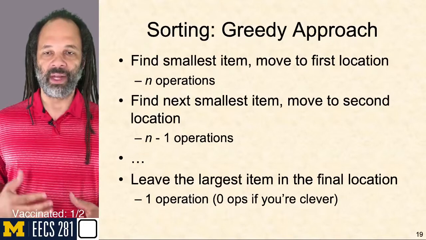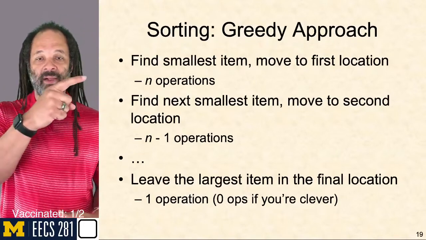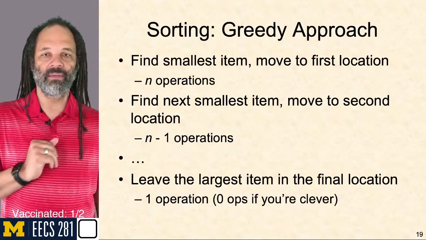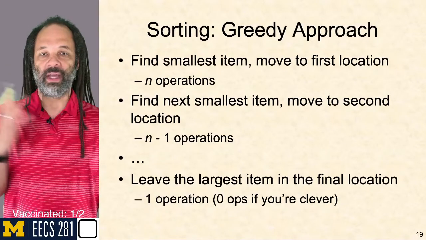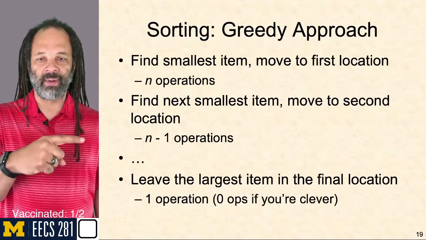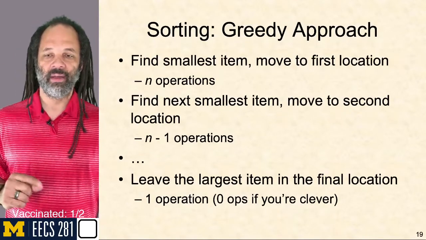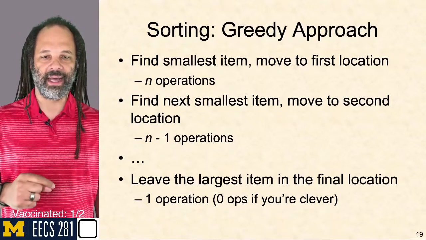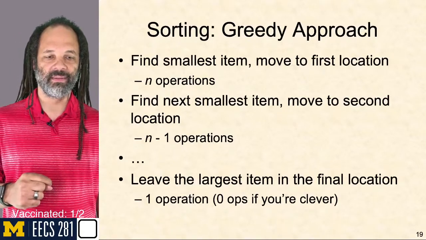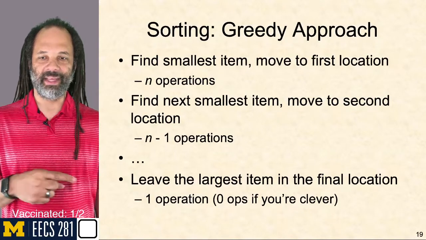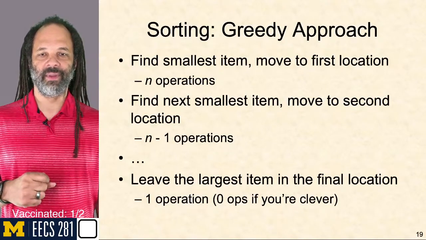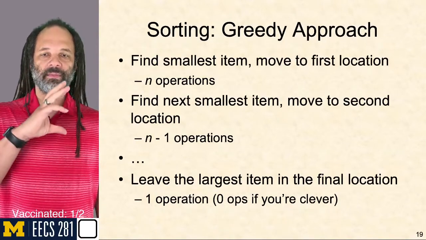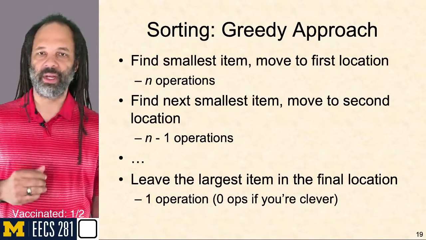In greedy, if I find the smallest item and move it to the first location, I can look through all n of my items, find the smallest, and move it. Great. Then I find the next smallest item, move it to the second location, find the next smallest item, move it to the third location, and so on. What sort is that? That's selection sort, isn't it? Find the smallest, put it in place, find the next smallest, and go on. Selection sort is a greedy algorithm.